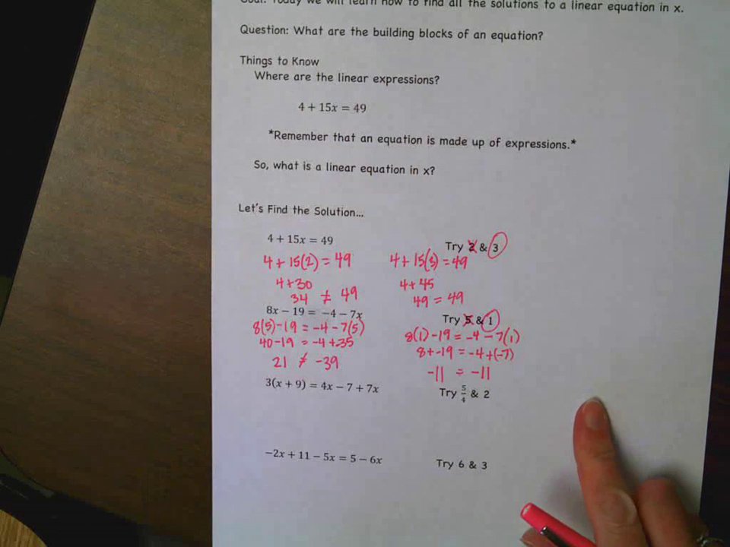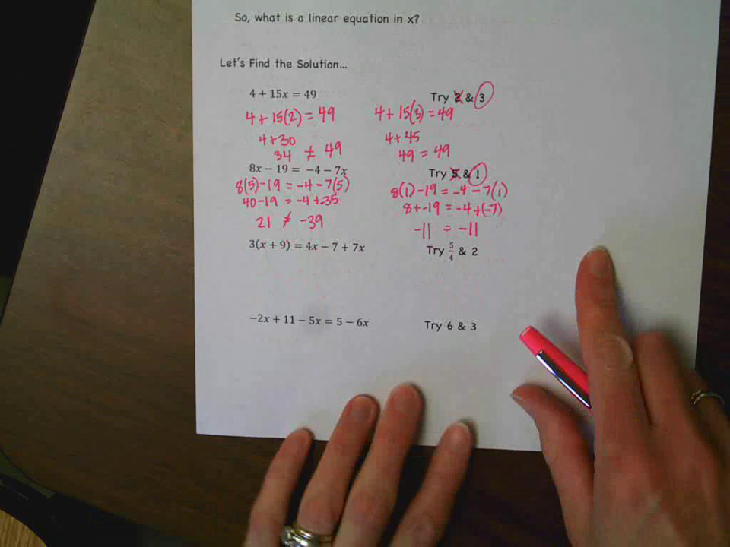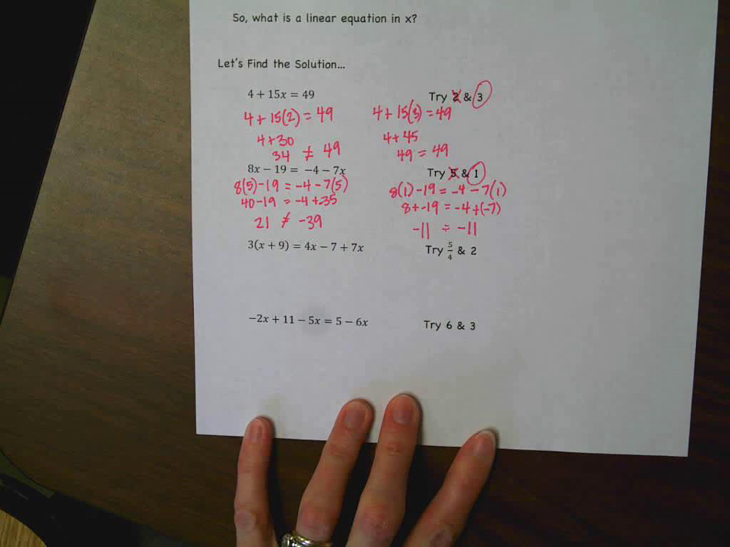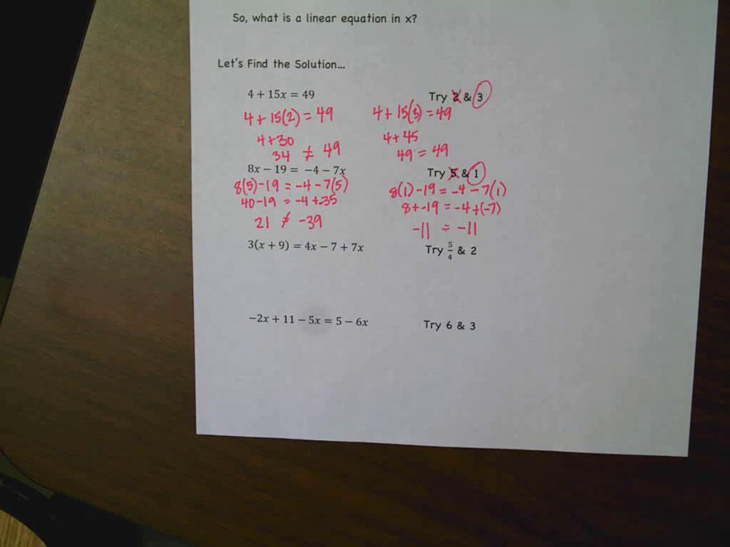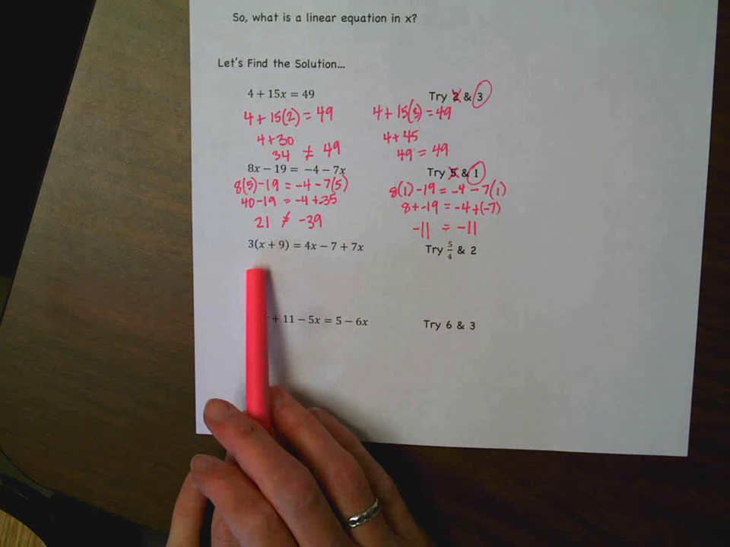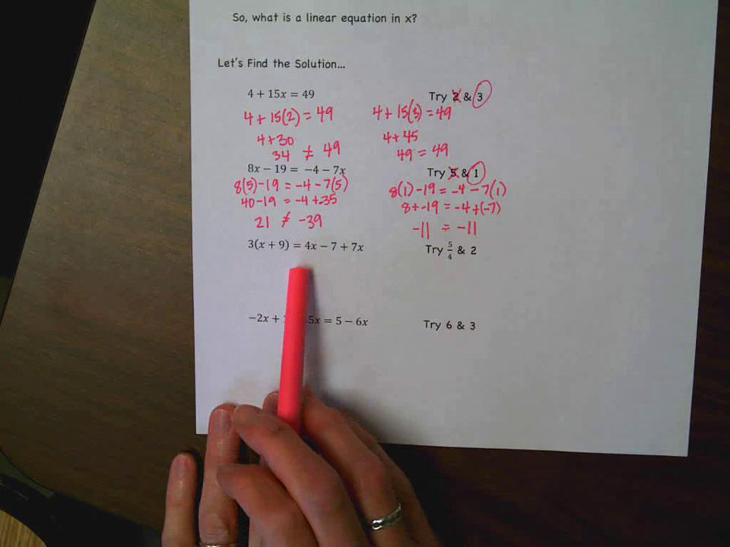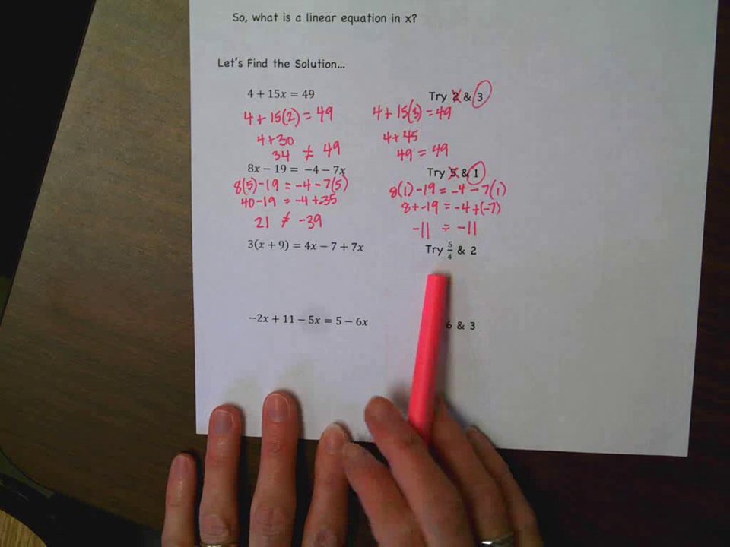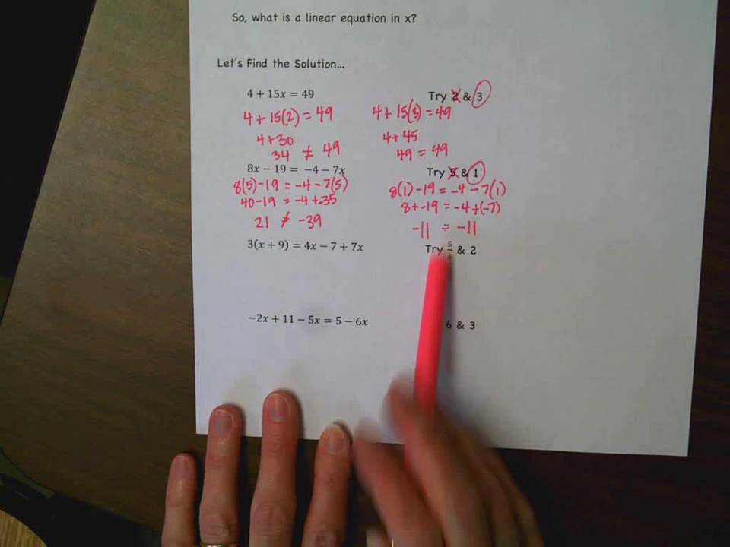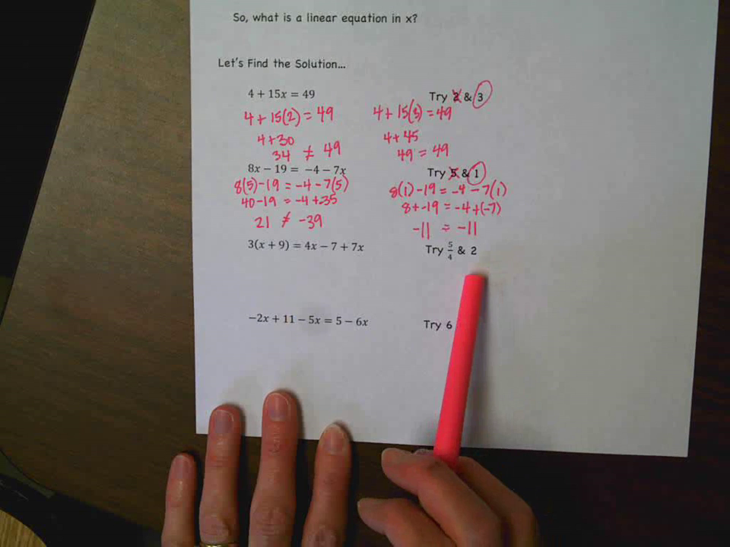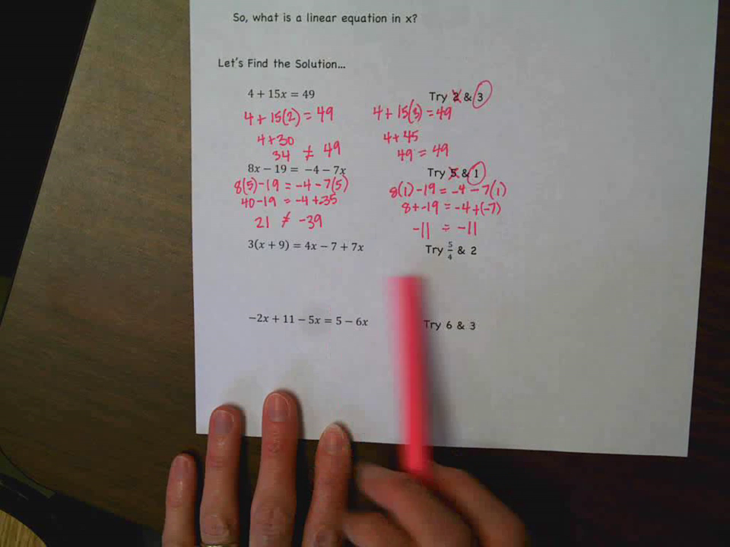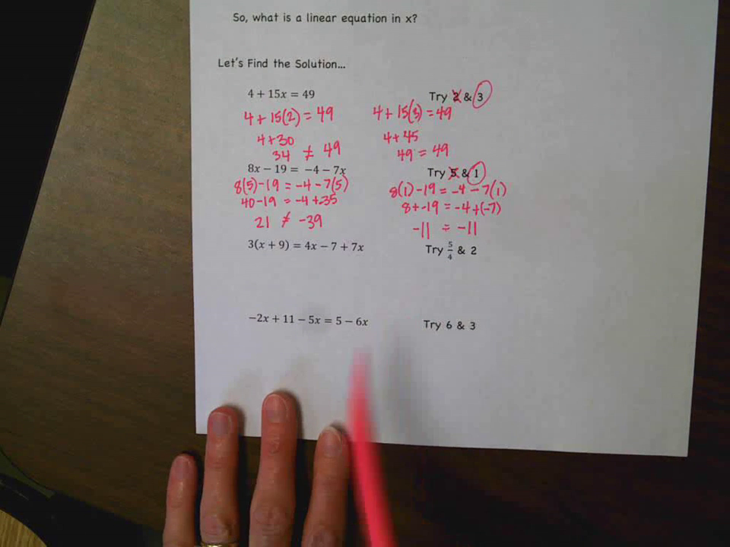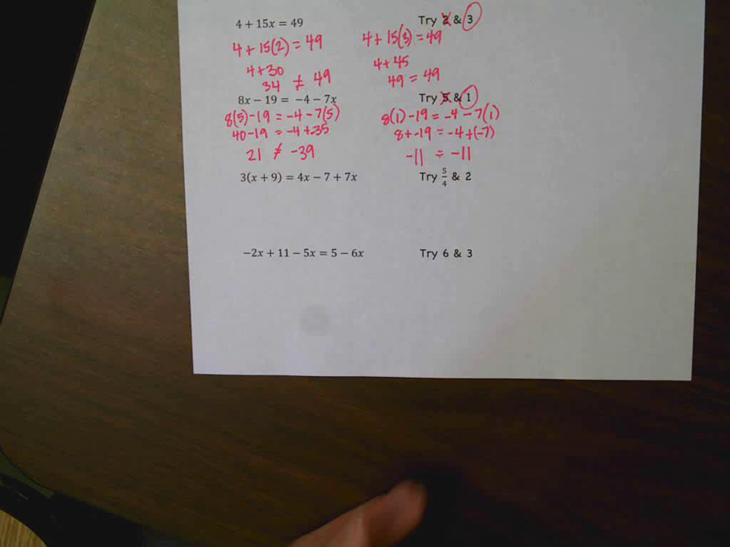All right, so guess what? 2 more you have to try, and this is going to be for your practice. Again, if you don't have it done, you're going to lose participation points. I want you to check it out. It says 3 times the quantity of x plus 9 is equal to 4x minus 7 plus 7x. And it gives you the 2 to try. It tells you to try 5/4, and it tells you to try 2. I want to see the work for both of them in your notes. Okay, that one's tricky. You can do it, though.